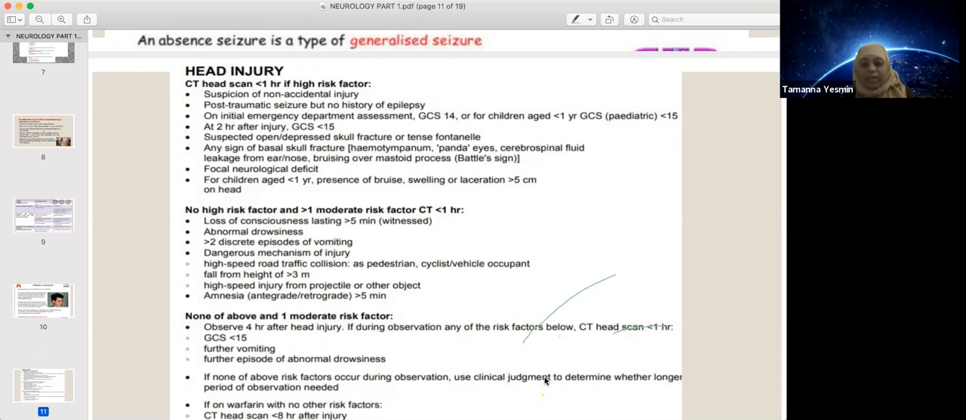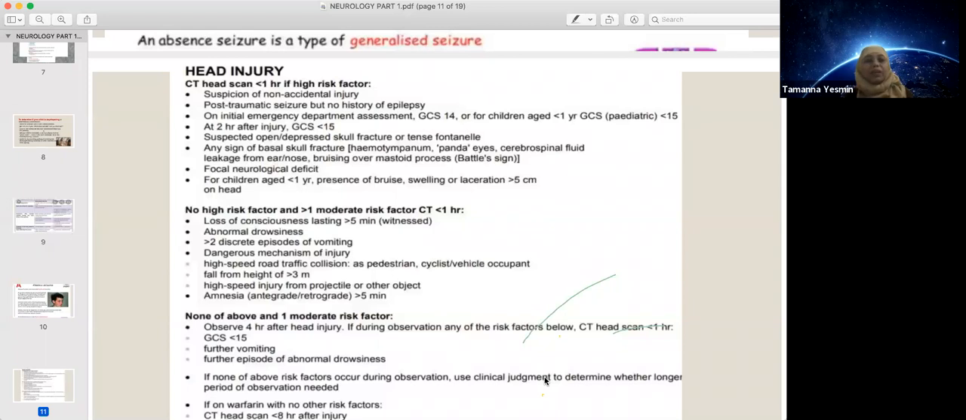But we have to remember any comatose child, any child who has coma or an unmovable condition, you cannot do a CT scan. Okay, because this is contraindicated in a debilitated, severely ill child, we cannot do a CT scan. Suspected open or depressed skull fracture, or if the fontanelle is tense after injury, then we have to do a CT scan within 1 hour.